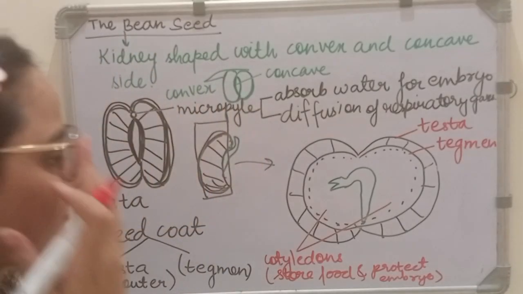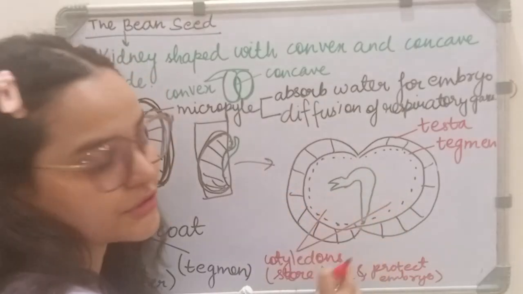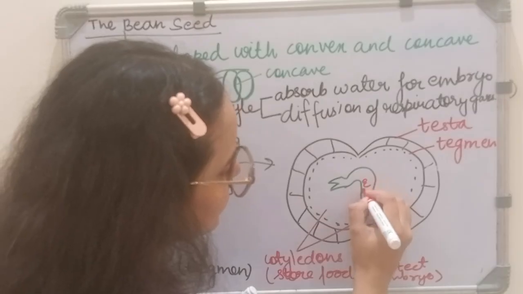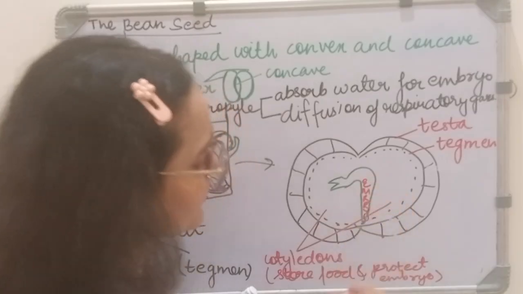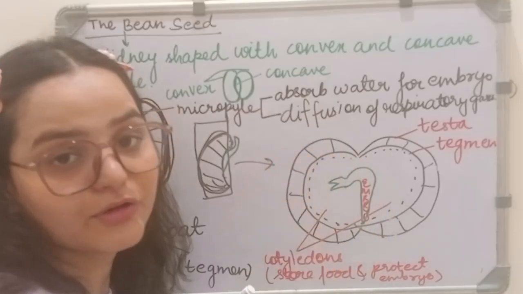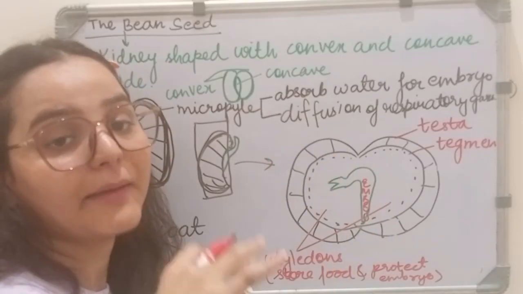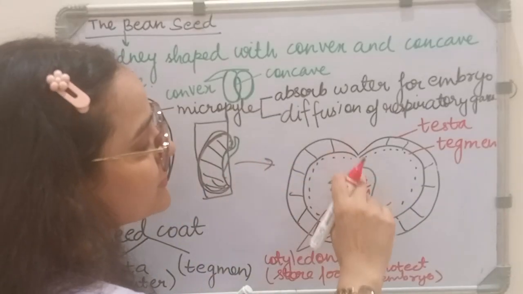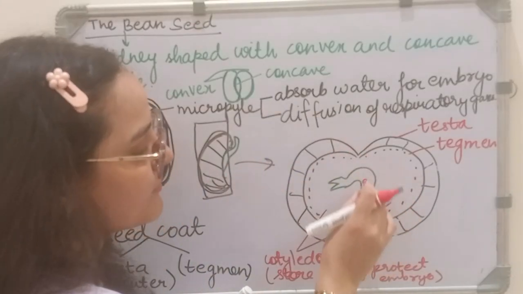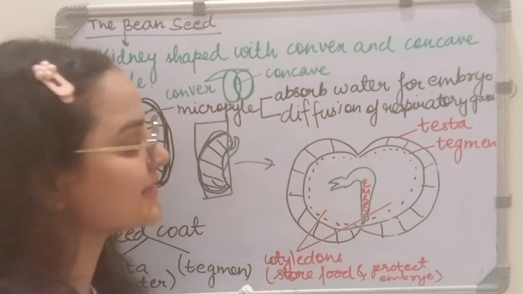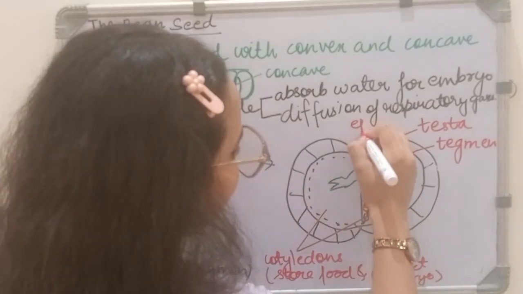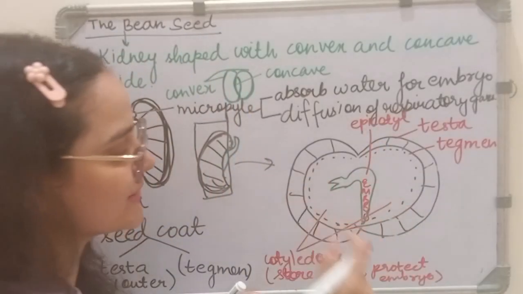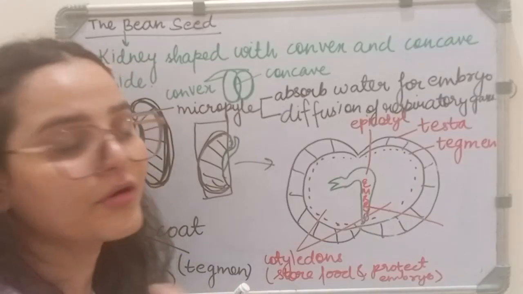Now this whole is the embryo. The upper portion of this embryo is called epicotyle. Epi means above, cotyle means cotyledons, so above cotyledons. So the part which is found above in this embryo is known as epicotyle. And the part which is found lower in this embryo is called hypocotyle.